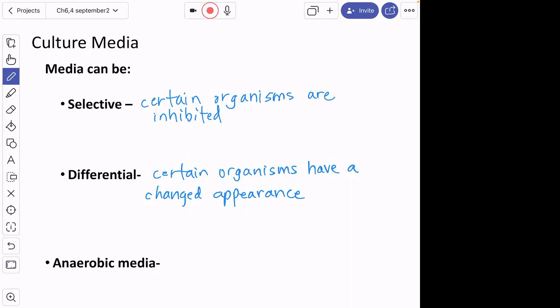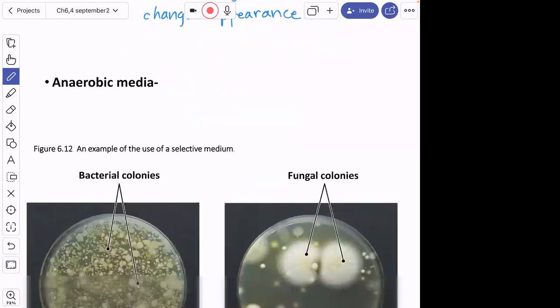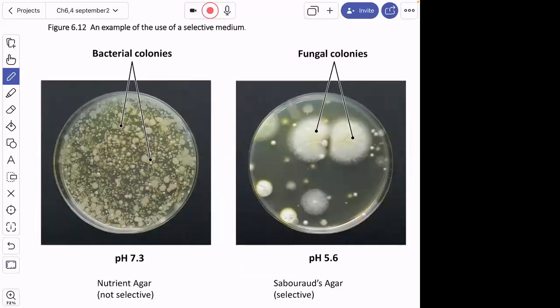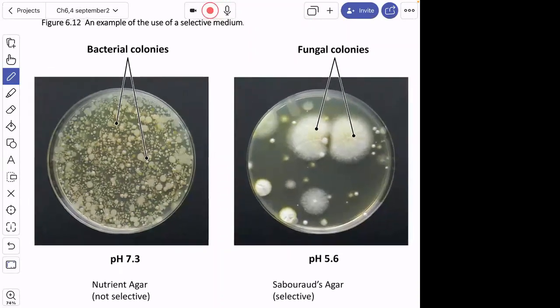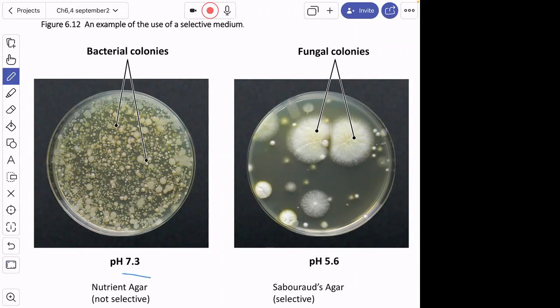An example of selective media. Again, this is from your book. Here on your left, that's a nutrient agar. So that's the media that we just talked about. It looks like this sample maybe was a soil sample, where you would take a sample of soil, maybe add some water, mix it around, and then add the water onto some nutrient agar. You can see mixed culture, lots of different things growing there.